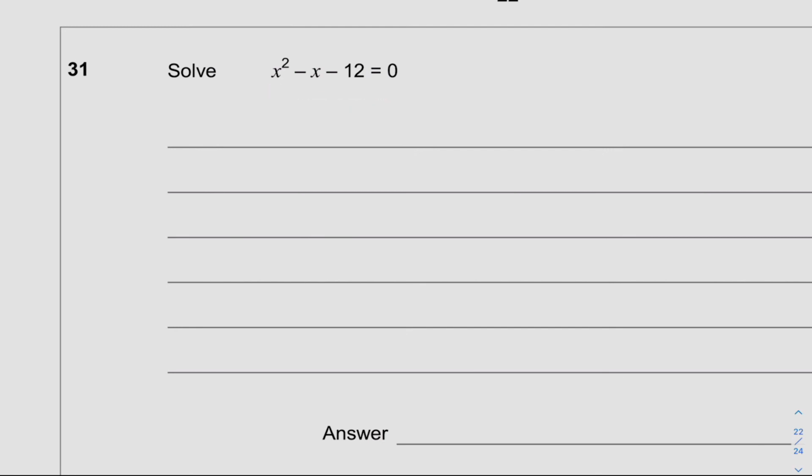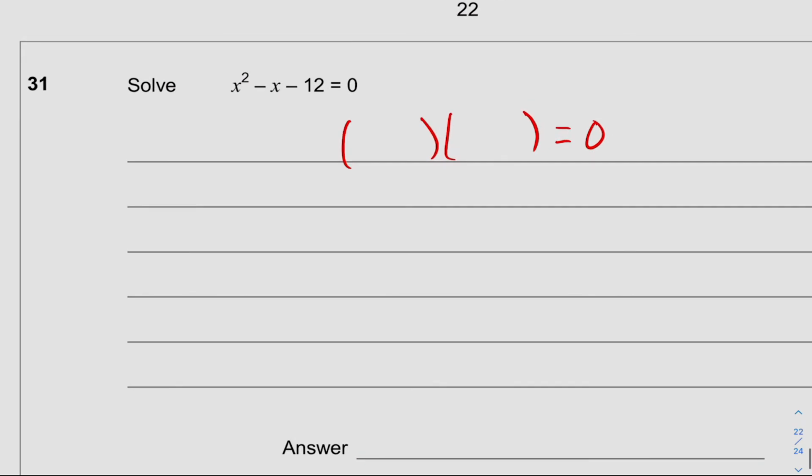So for question 31, we need to solve this algebraic expression, which is x squared minus x minus 12 equals 0. So as it's a quadratic, meaning we've got an x squared term, what we need to do is write down two brackets and put them equal to 0, as the expression is also equal to 0. Next thing to do is realise that our x squared is positive, so both start of the brackets must be just x, as when they're multiplied they give us x squared.